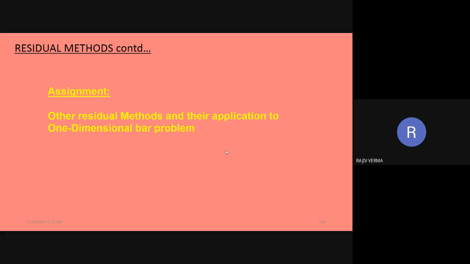As an assignment from the present chapter, kindly study other residual methods and their application to one-dimensional bar problem.